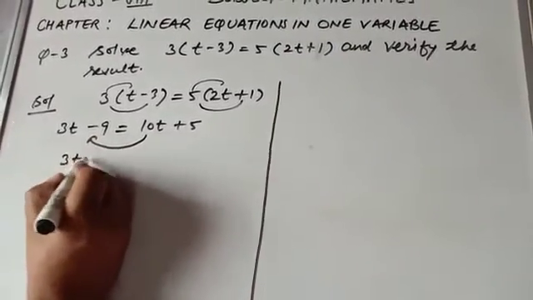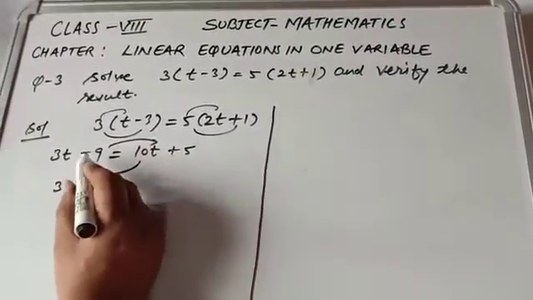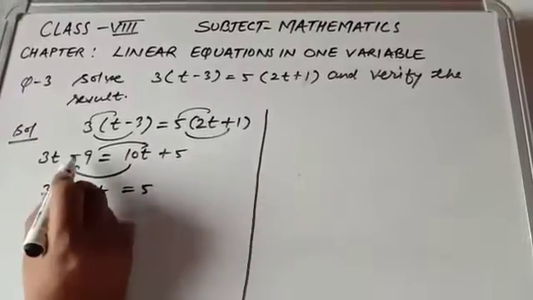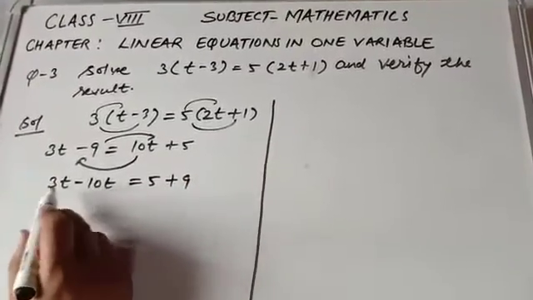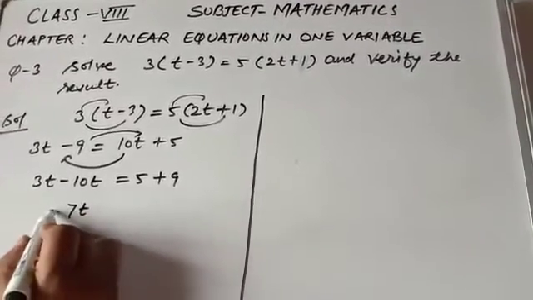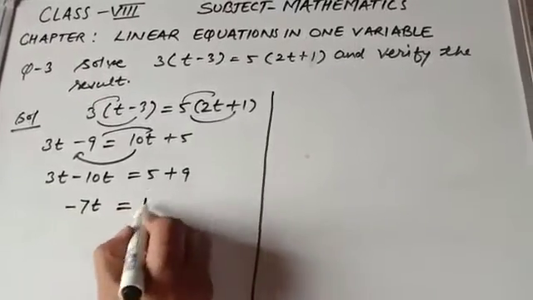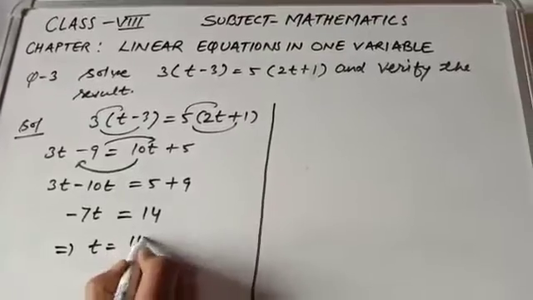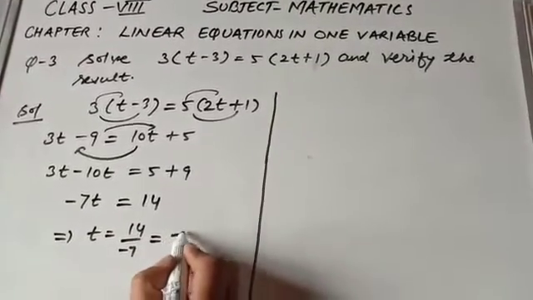So 3t minus 10t, and we are transposing minus 9 from left to right, so minus 9 will become plus 9. So 3 minus 10 is equal to minus 7t, and 9 plus 5 is equal to 14. So the value of t is 14 upon minus 7, that is equal to minus 2.